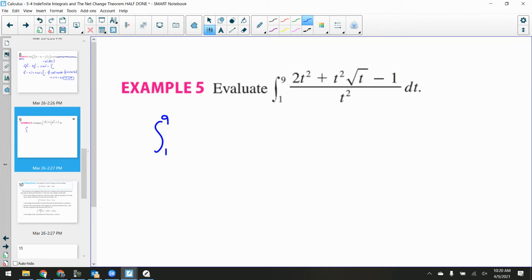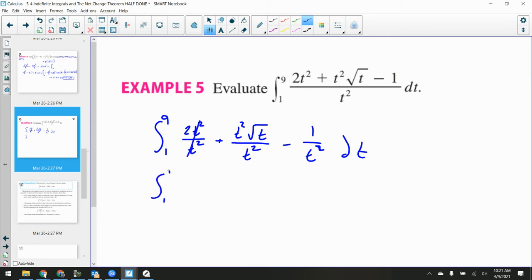So I've got from 1 to 9. Here's what I can do. I can separate each part of the numerator over that t squared in the denominator. How does that help us? Well, I can eliminate this. So from 1 to 9, 2 plus, eliminate this, the square root of t, minus, and let's just make that t to the negative second power, dt.